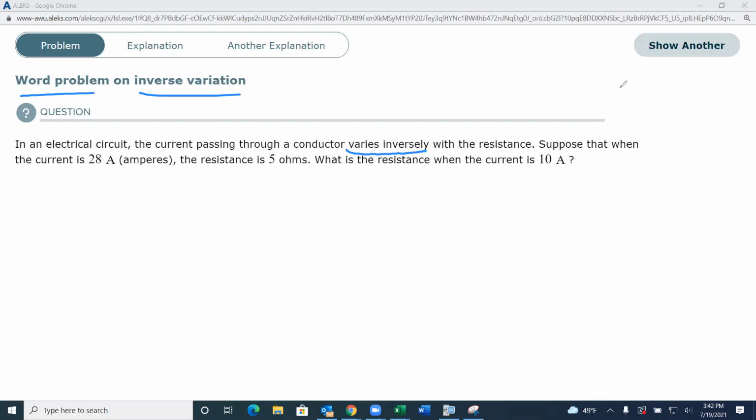So like we said before with the direct variation, whatever comes before your phrase establishing the type of variation, in this case the current, that's going to be like our y in y equals k over x. I don't remember the variable for current typically, so I'll just use C. I think it's I or something. And then whatever comes after varies directly or varies inversely, that's going to be our independent variable, like x. So R for resistance. So C equals K over R. That's going to be our equation.